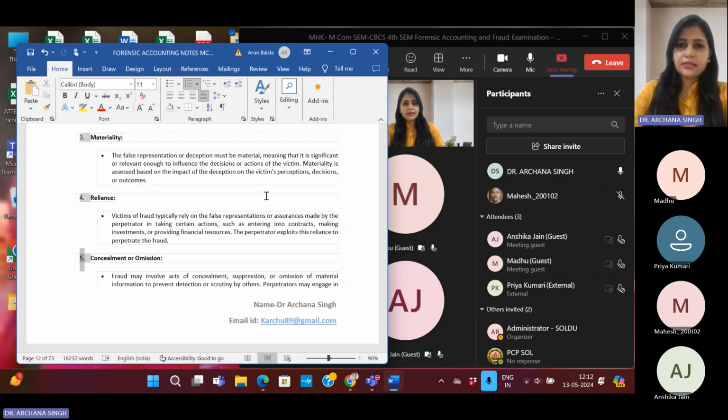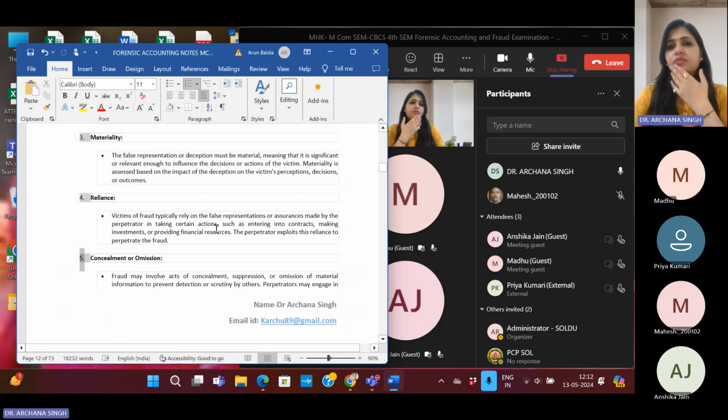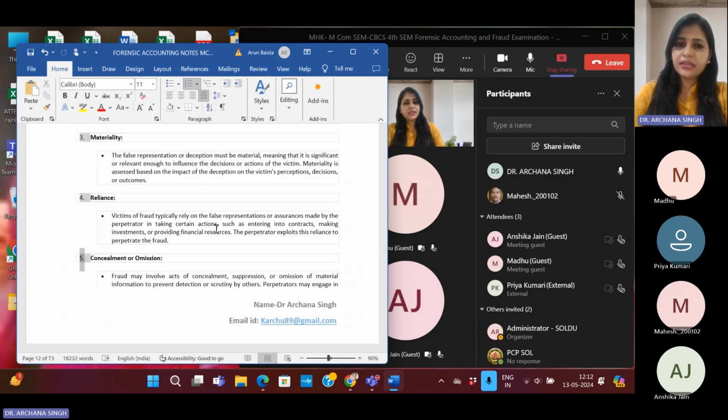Next is reliance. Reliance means that victims of fraud typically rely on the misrepresentations or false representations or assurances made by the perpetrator in taking certain actions.